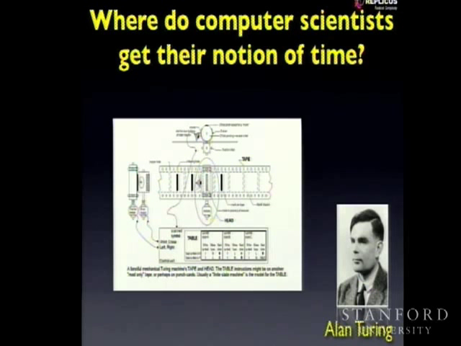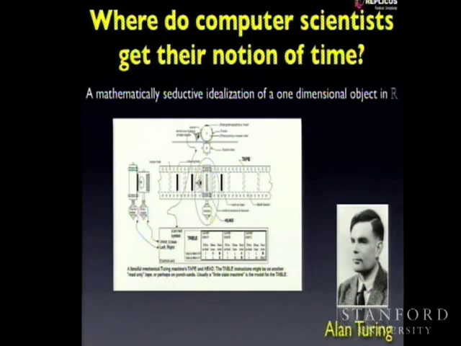And now we call them computers and they run at 3 or 4 gigahertz and they're pumping out 16 gigabytes of memory and terabyte disks on the systems. And this whole notion is still preserved in the way that we program our computers. We think linearly. The problem with this is that it's a very mathematically seductive idealization of a single mathematical object in R, in the real numbers. And that's why it appeals to our mathematical sensibilities. Unfortunately, it turns out to be totally wrong.